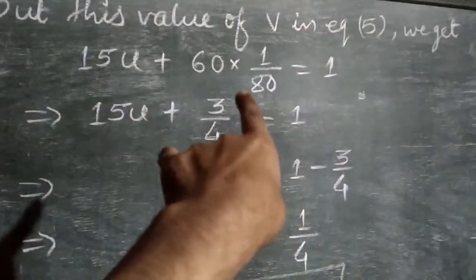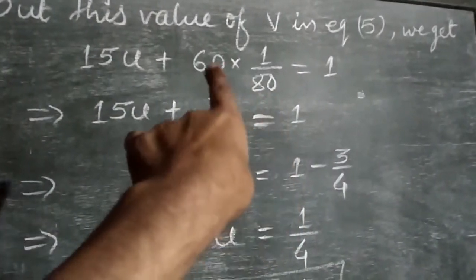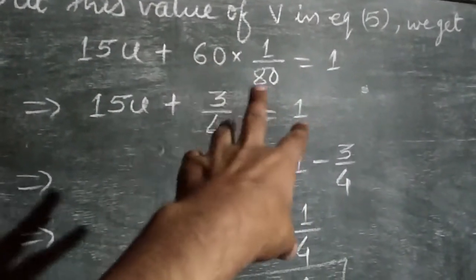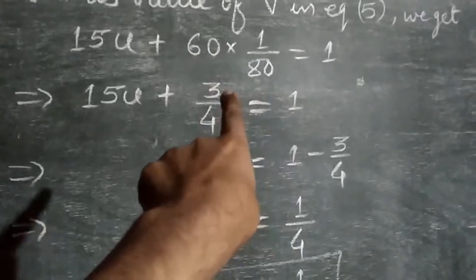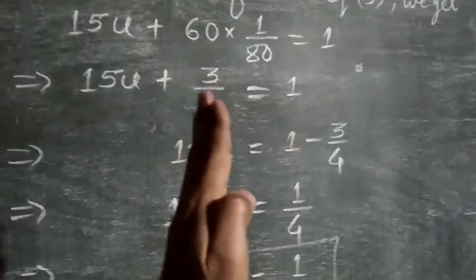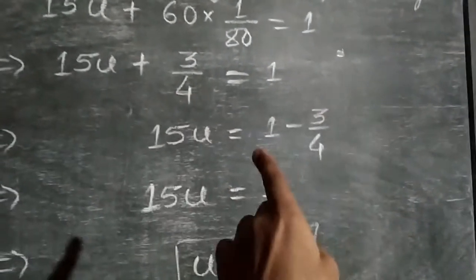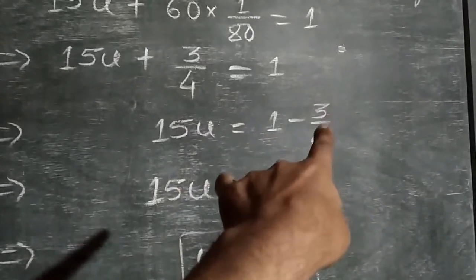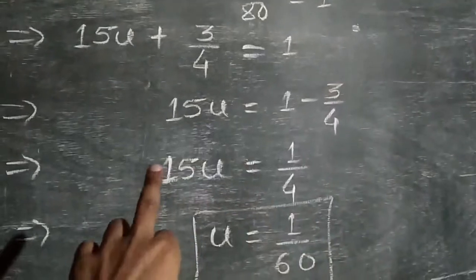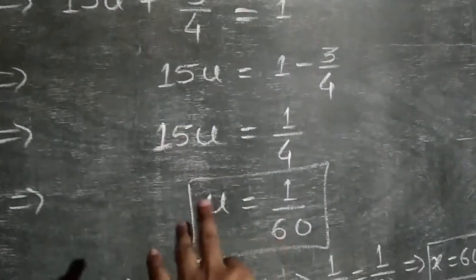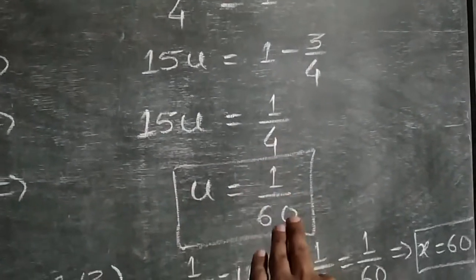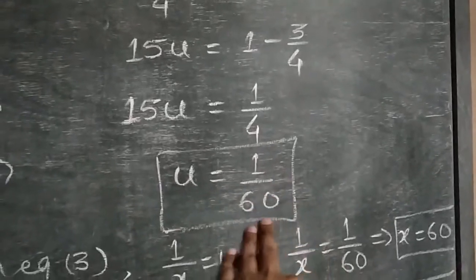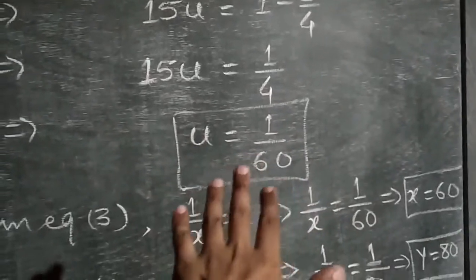Now the 0s will cancel each other, and 6 upon 8, cancelling by 2, we will get 3 upon 4. So 15u plus 3 upon 4 equal to 1. Transferring 3 upon 4 to the right hand side, it will become 1 minus 3 upon 4. Take the LCM, 4 minus 3, that is 1 by 4. Transfer 15 to the right hand side, we will get u equal to 1 upon 15 into 4, that is 1 upon 60. So this is the value of u.